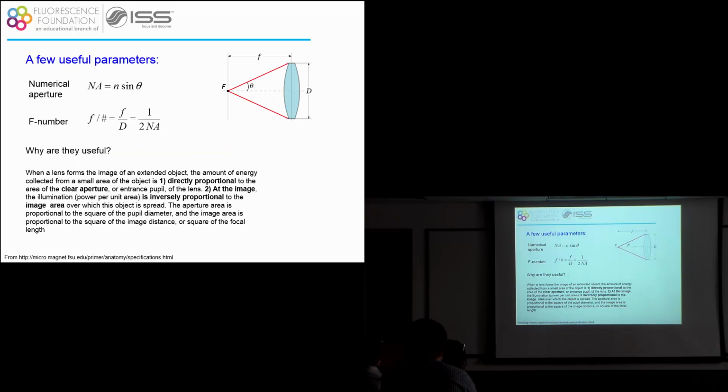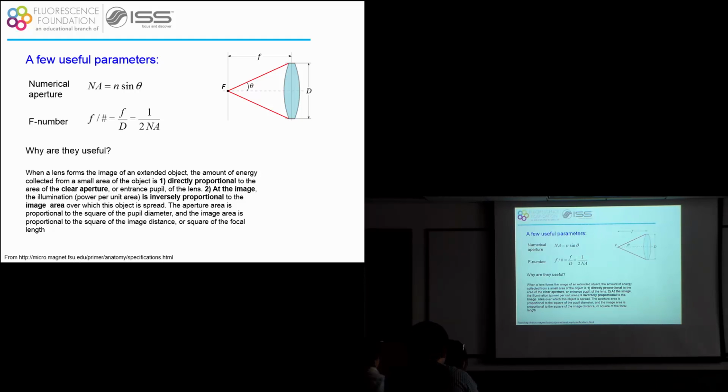Another useful parameter that is important to master in microscopy is the numerical aperture, which is simply the sine of this angle here. So if you have an objective with a high numerical aperture, this angle is higher, and you collect more light. Another number that you encounter in optics is the f number, which is equal to f, focal length, divided by the aperture. And you can relate it to the numerical aperture by this relationship.